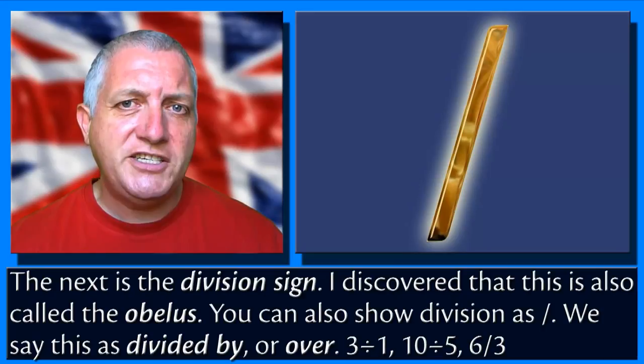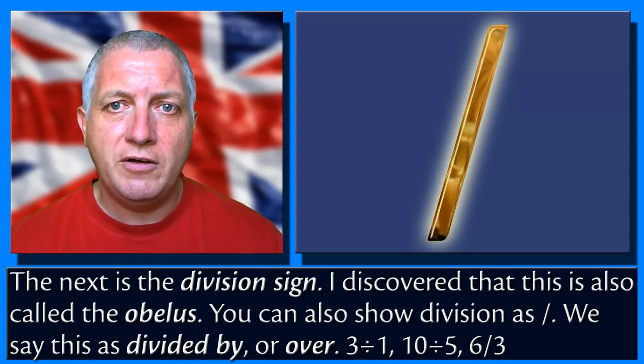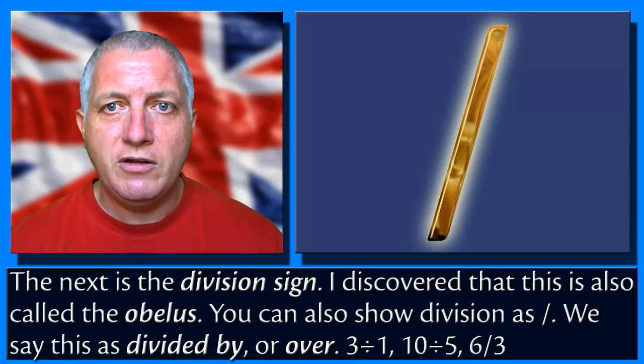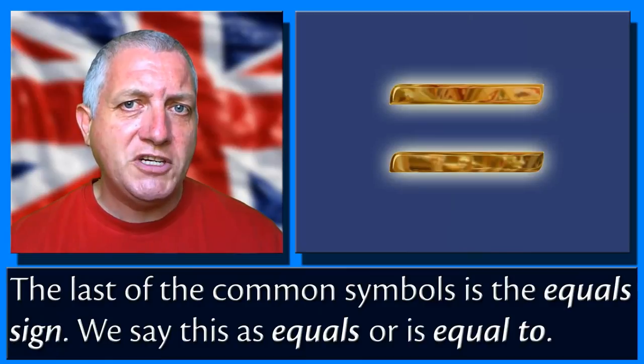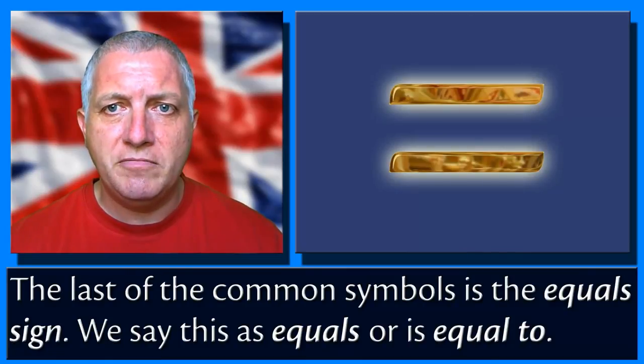We say this as divided by or over. 3 divided by 1. 10 divided by 5, 6 over 3. The last of the common symbols is the equals sign. We say this as equals or is equal to.